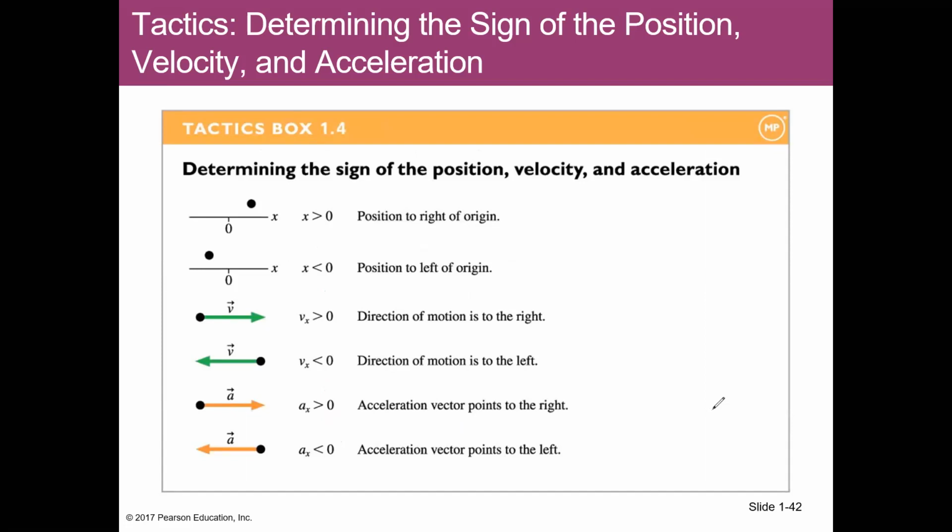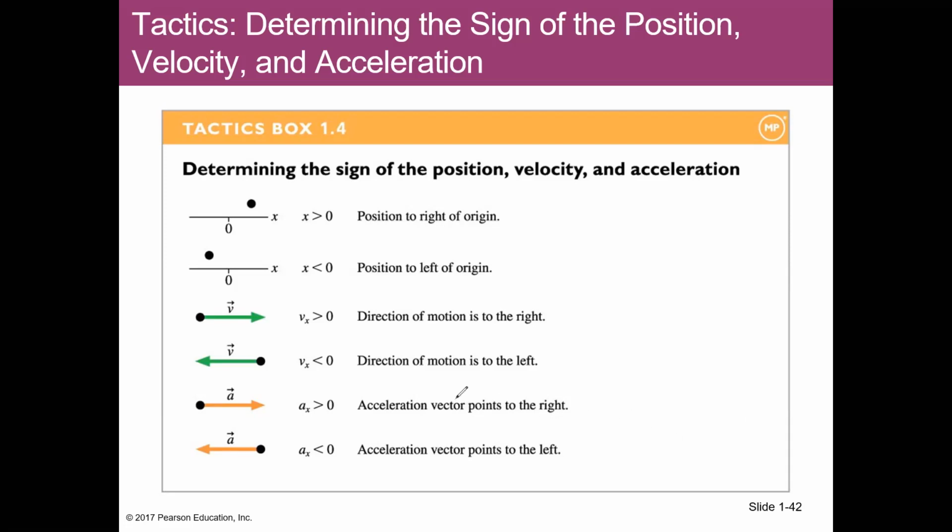Now, what about acceleration? What does it mean for an object to have a positive acceleration? This is where people make the mistake of thinking that positive acceleration equals speeding up. That is wrong, because a positive acceleration means that you're accelerating to the right. It doesn't have enough information by itself to tell you what's going on with the motion. You need to know what else is happening.